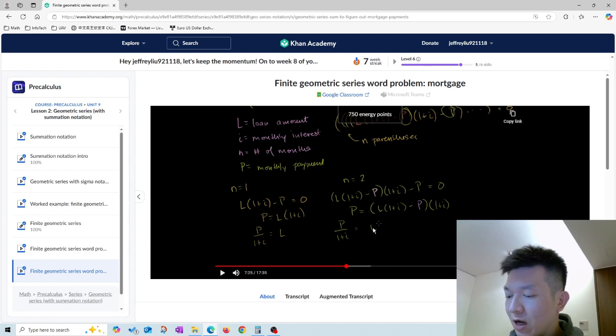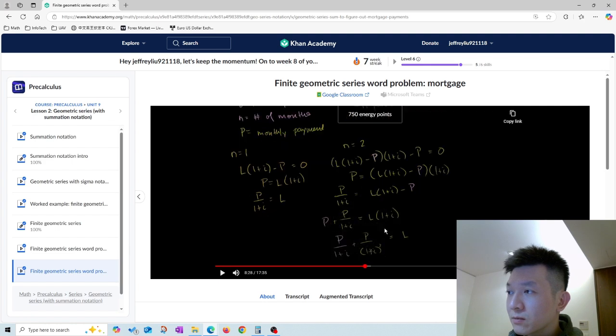And then our second, n equals 2 here, that will be 200,000 equals P divided by 1.005 plus P divided by 1.005 to the power of 2. And you can see your loan equals 200,000. So you start to see a pattern, right?